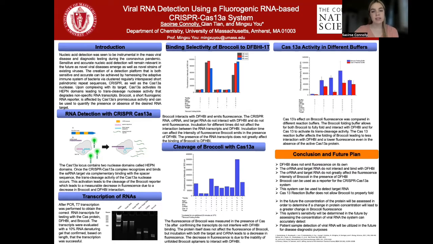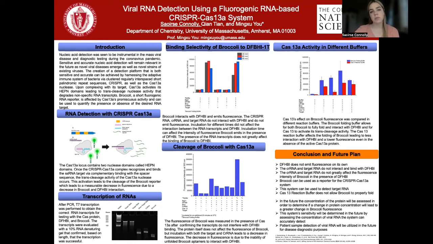In terms of this specific detection system, this will lead to the cleavage of the fluorogenic broccoli reporter. A cleaved broccoli reporter can no longer properly interact with the DFHBI and therefore can no longer emit the same intensity of fluorescence. So, in the presence of an active Cas13a, broccoli fluorescence will decrease.